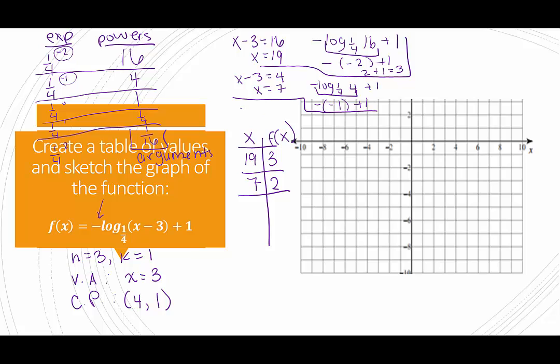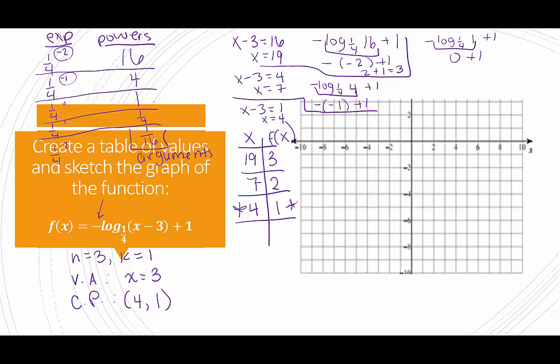Let's see. We want x minus 3 to equal 1. That's going to be x equals 4. We're off to a great start here. If I plug in 4, the argument becomes 1. So I get negative log base 1/4 of 1 plus 1. This thing here, 1/4 raised to what power gives me 1? That's the 0. There's no such thing as negative 0. It's just 0. So we do end up with 4, 1. Yay! There's our critical point. Hooray! Okay, what do we have next?